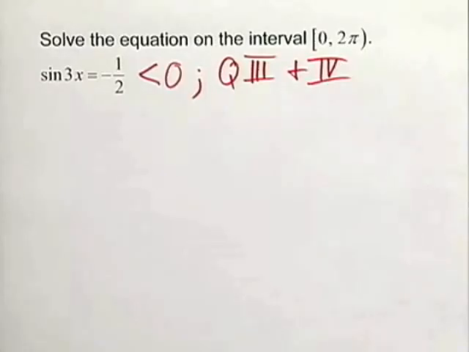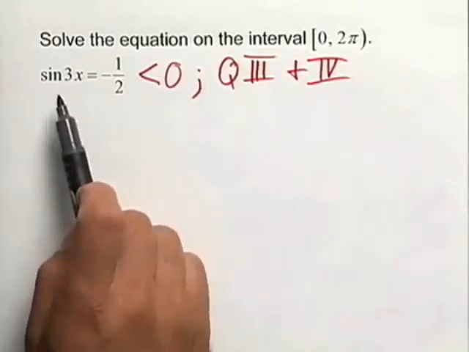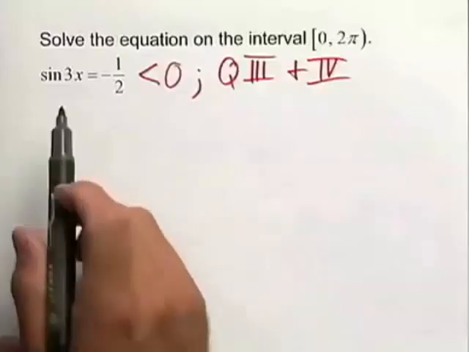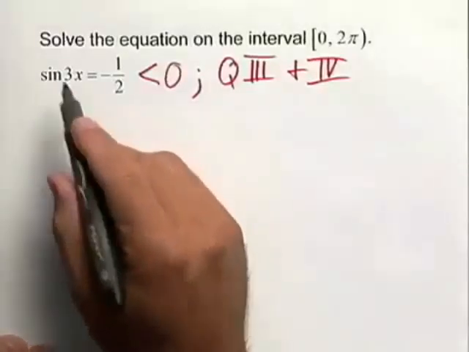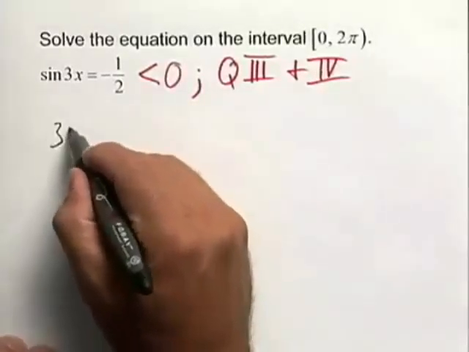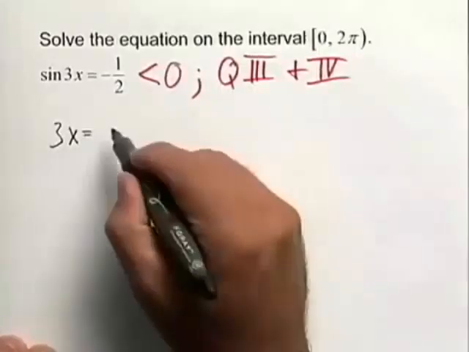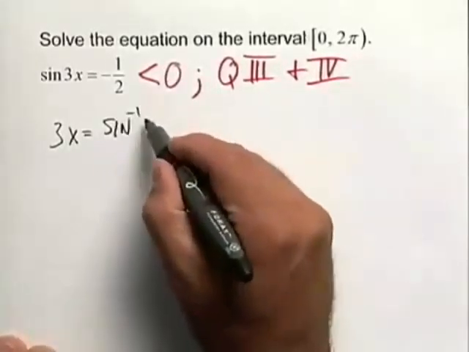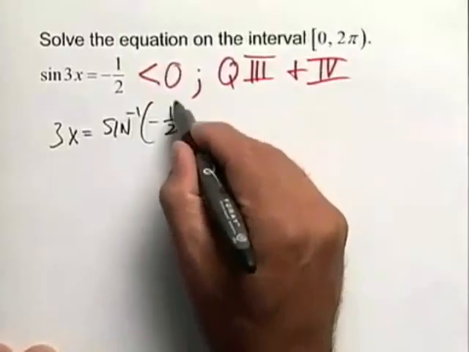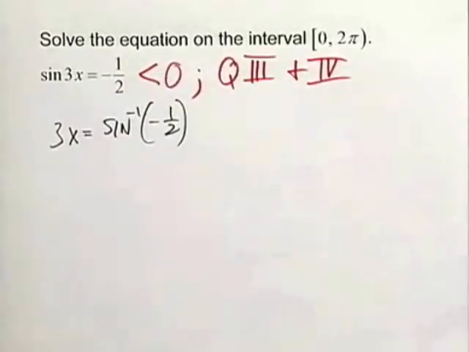All right, so the first thing we want to do here is isolate the 3x, and we're going to undo the sine by taking the inverse sine of both sides. So taking the inverse sine on the left will leave us with simply 3x. On the right, we'll have the inverse sine of a negative 1/2. And from your calculator, you can see that you end up with a reference angle of pi/6.